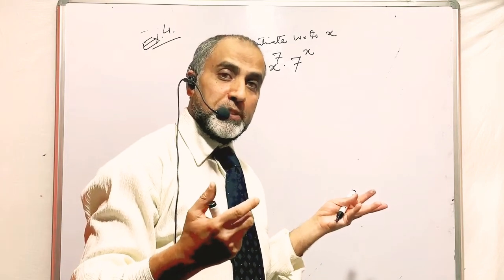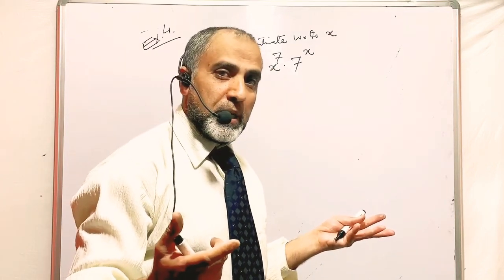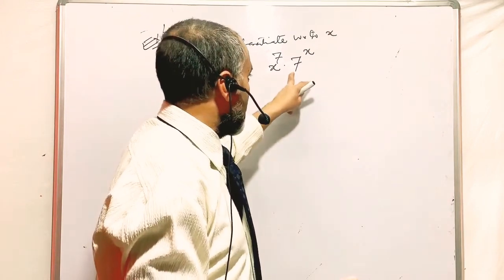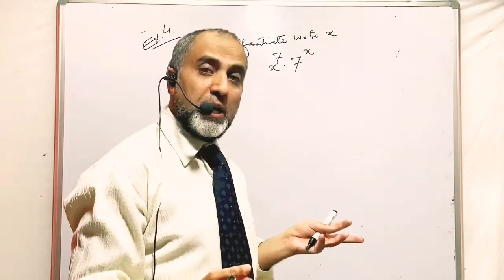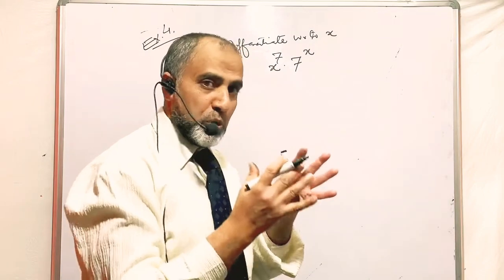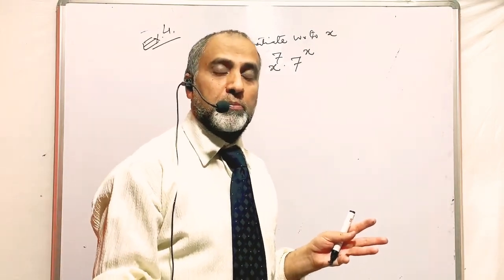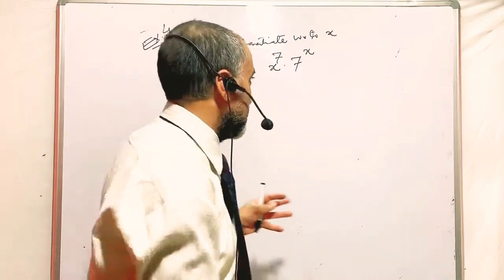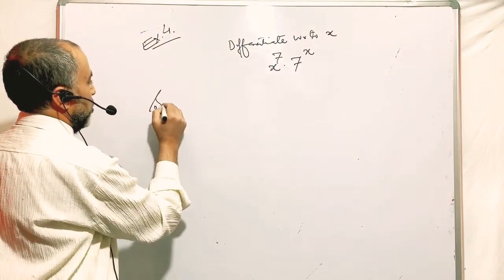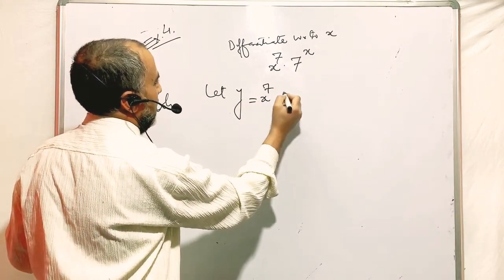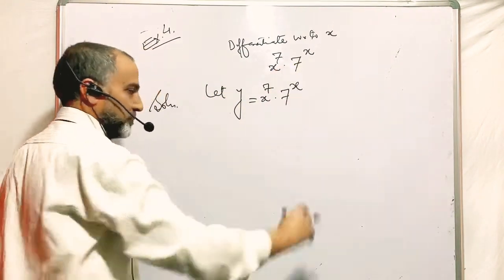It is of the type a raised power x, because a is any constant. Instead of a, we have got 7. Here this is of the type x raised power n, but we have the product of the two functions. We are supposed to use the u into v form, that is the product rule for differentiation. So what will we do in such questions? Solution again, let y is equal to x raised power 7 into 7 raised power x.